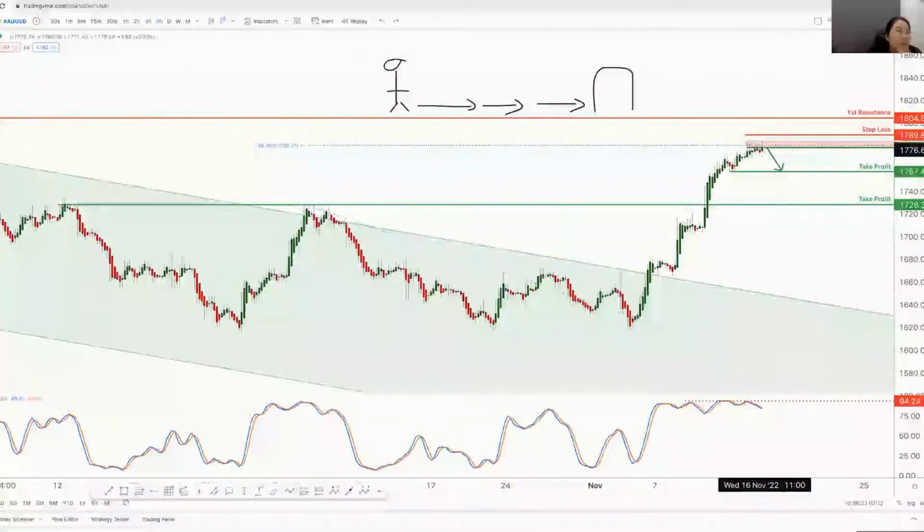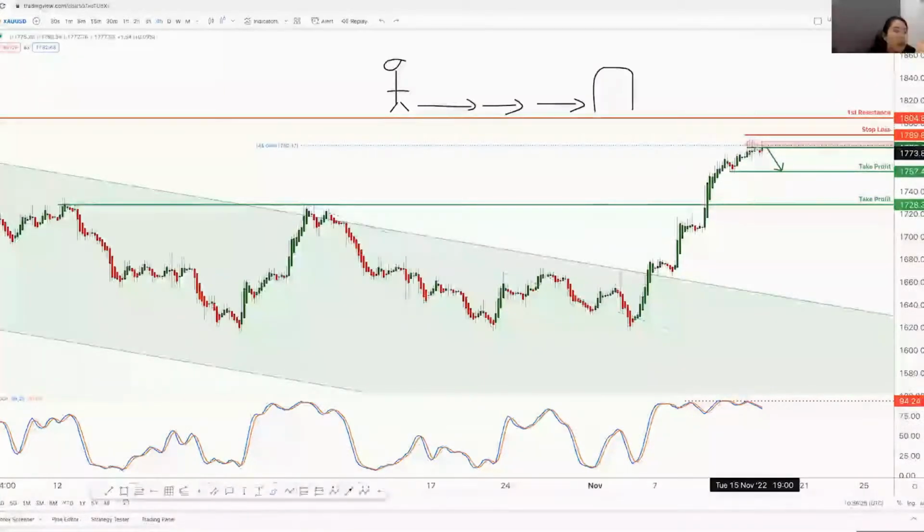So that being said, I do think price is at an area, at a door, and price is trying to push this door open. If price is able to do that, then it's going to break and price is going to go higher. But if price is not able to break this door, it has no choice but to reverse, right? Why do I think it's going to reverse?